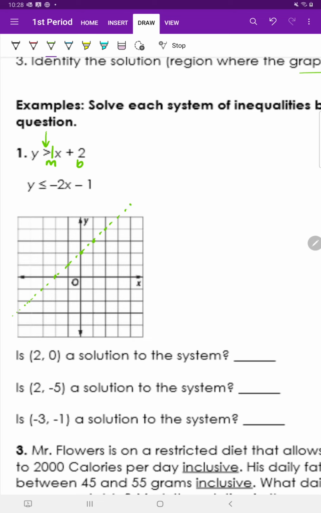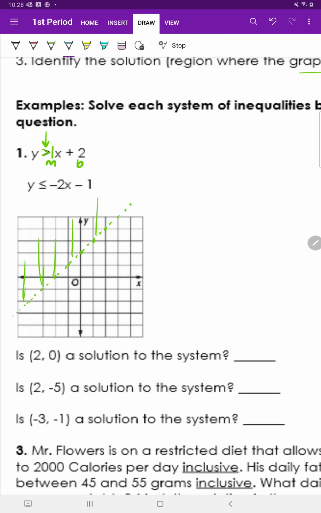And since our inequality is a greater than, we're going to shade above the line. So I'm not going to do a full shade. I'm just going to do a really light shade to kind of remind me later that we're shading above this line, but we're not sure if that's actually part of our final answer yet. So I'm just going to leave it like this for now.